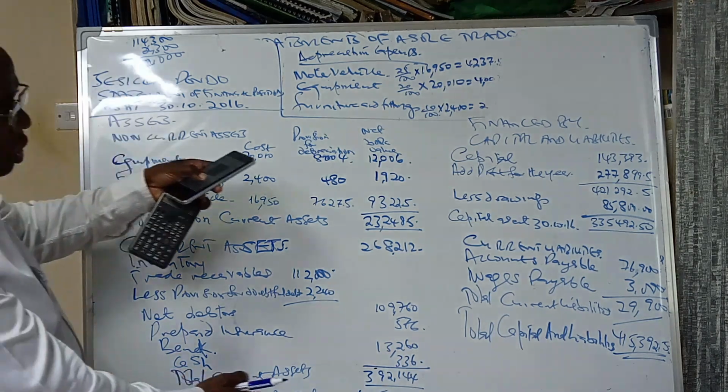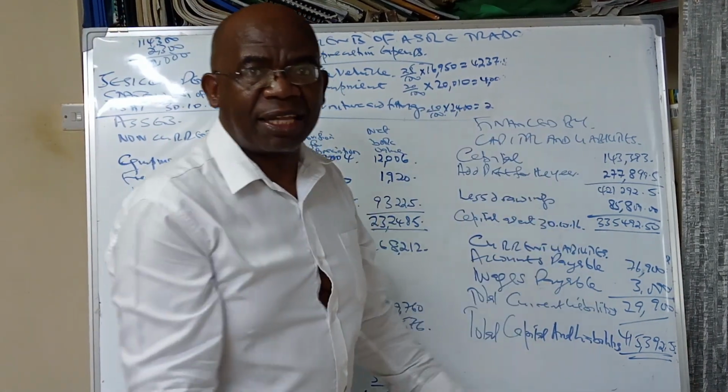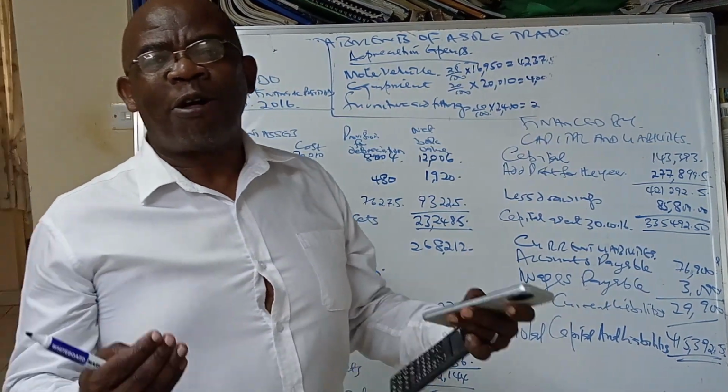So the balance sheet should always balance. The assets must always be equal to the sources of funds.